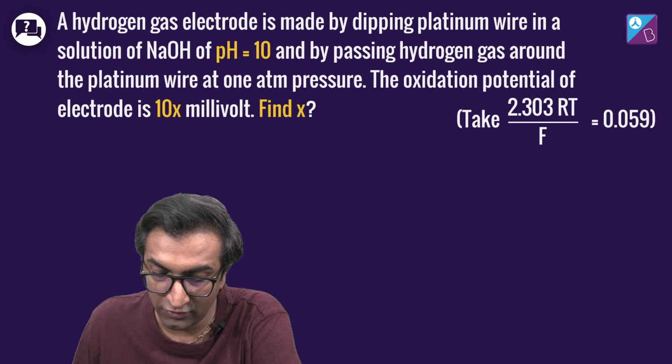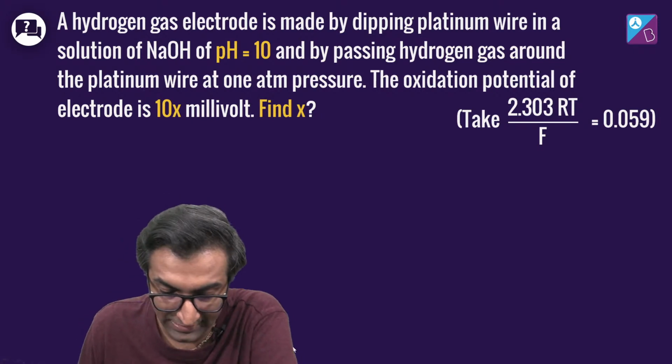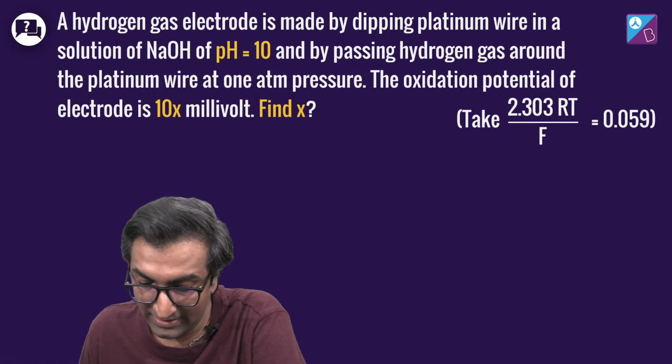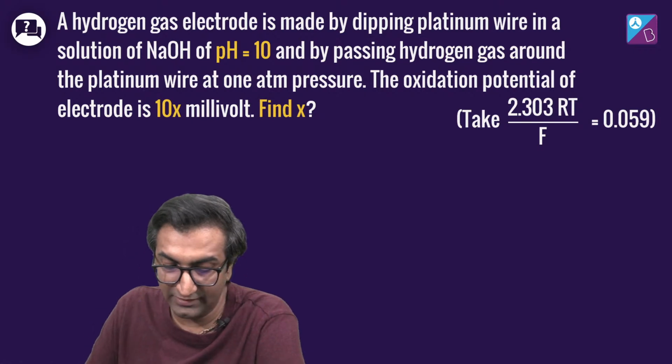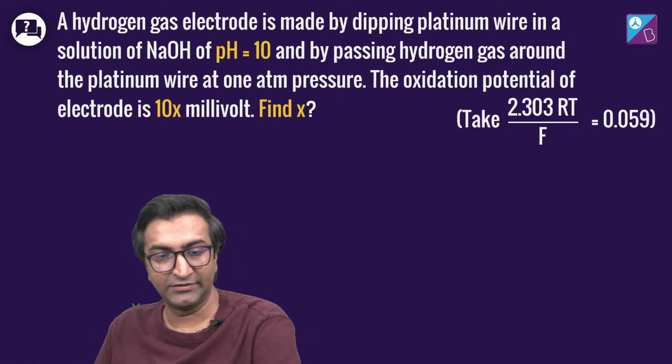A hydrogen gas electrode is made by dipping platinum wire in a solution of NaOH of pH 10 and by passing hydrogen gas around the platinum wire at 1 atmosphere pressure. The oxidation potential of electrode is 10x millivolts. Find X. All right.